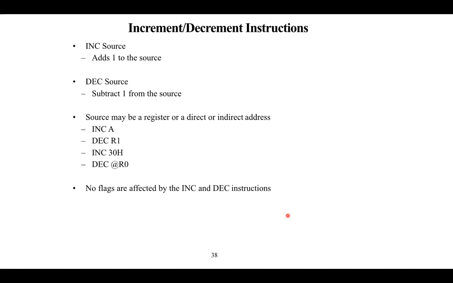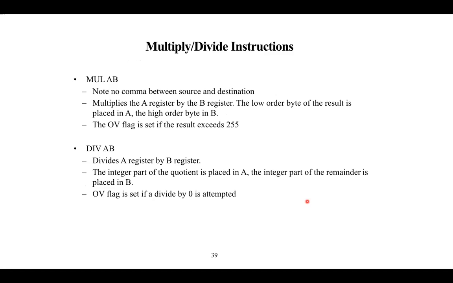Increment and decrement instructions. INC source adds 1 to the number, so INC R increments the value of R by 1. DEC means decrement, minus 1. INC A means whatever the value of A, it will be incremented by 1. DEC R1, whatever the earlier value of R1, it will be decremented by 1. INC 38H increments the contents of address 38H, and so on. No flags are affected by INC and DEC instructions.